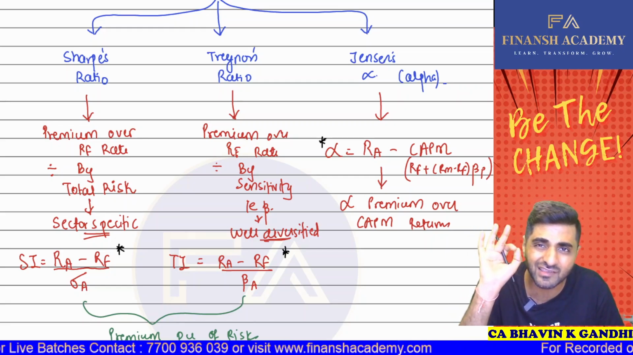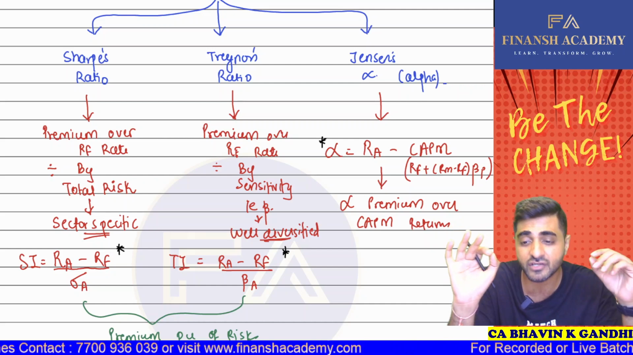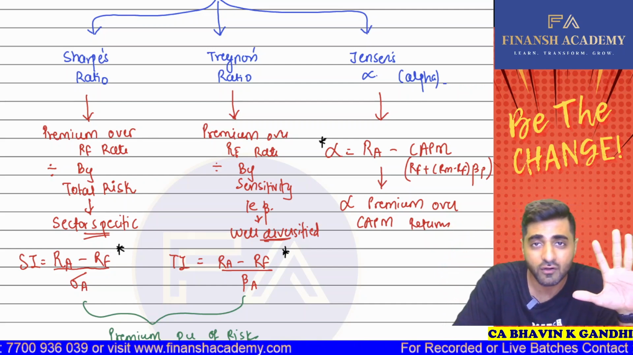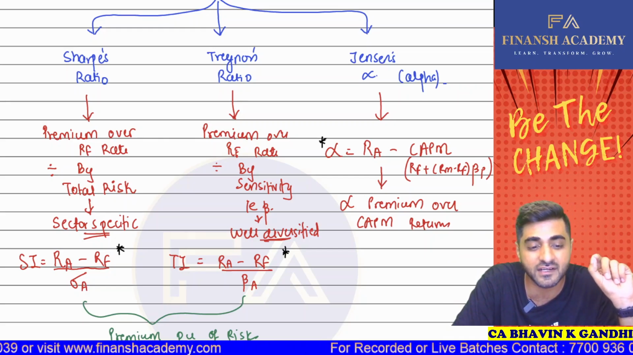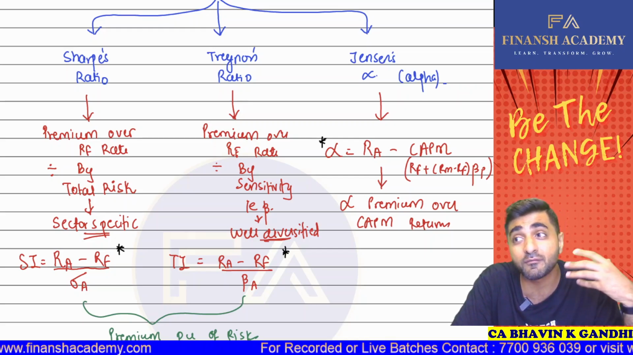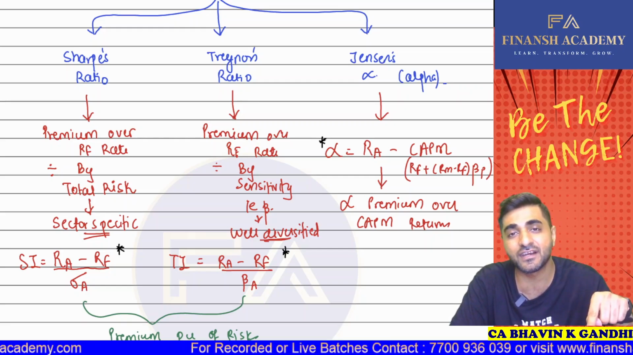So apparently there are three basic types of performance evaluation measures. The first one is your Sharpe's ratio, the second one is your Treynor's, and the third one is your Jensen's alpha. So for Sharpe's ratio, what are we going to do? We'll simply take into consideration the premium over the risk-free rate. So how much is the fund or the portfolio giving you in returns, which we subtract by the risk-free rate?